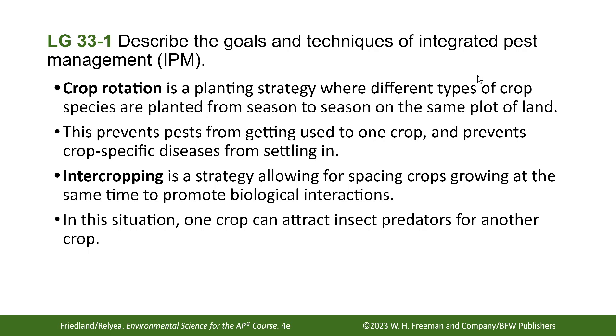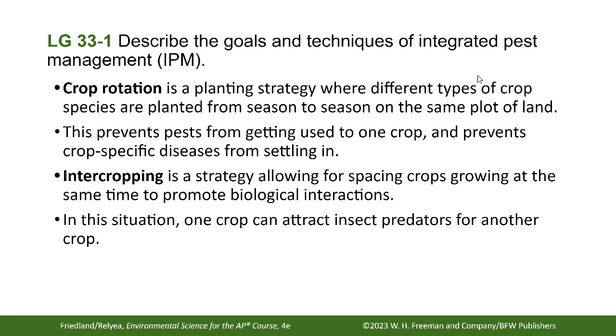Good. Intercropping. This prevents pests from getting used to one crop and prevents crop-specific diseases from setting in. So again, if you don't have the food there or the power source, they can't run the rest of the cycle, right? Okay. Intercropping. So intercropping is a strategy that allows for spacing of your crops growing at the same time to promote biological interactions.